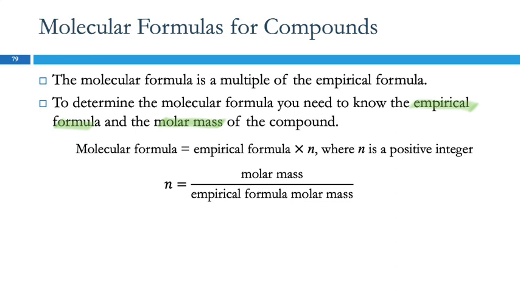So what you're going to do there, because we know that the molecular formula is the empirical formula times some integer, we're going to take the molar mass, that's the mass of the molecular formula, and divide it by the formula mass, the empirical formula molar mass. And this should give us very close to a whole number, and that tells us we have to multiply all the subscripts by that number.